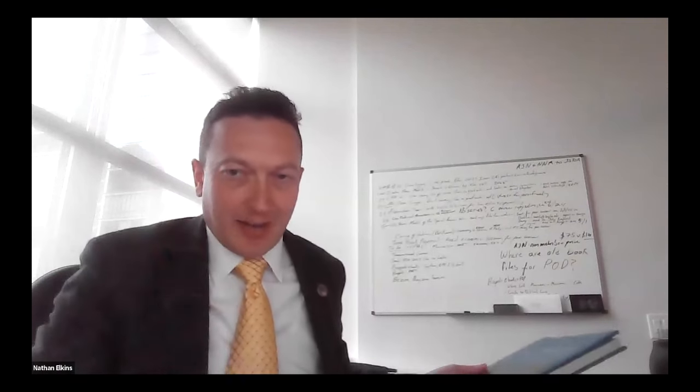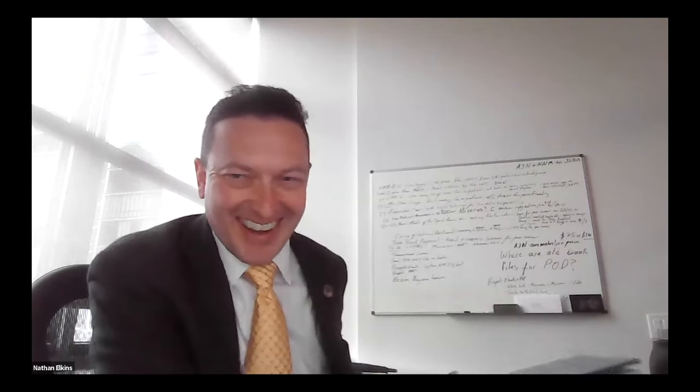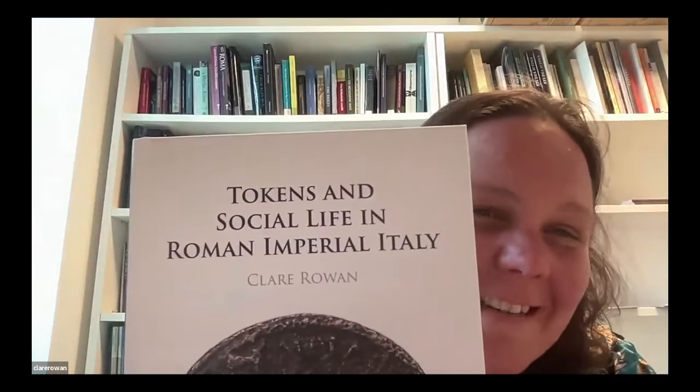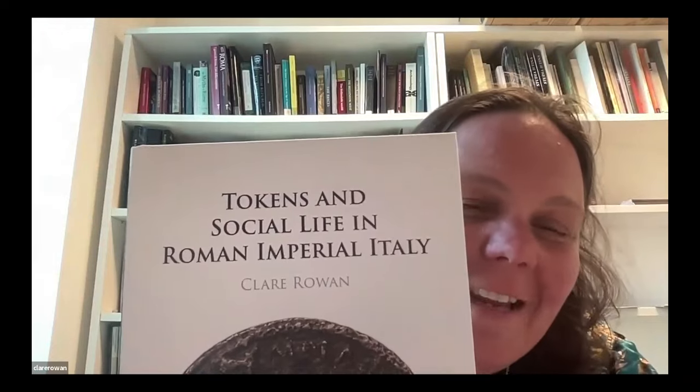Oh, yes, and that one I forgot. Sorry. That's all right. And the most recent one, which is the most relevant to today's talk, is Tokens and Social Life in Roman Imperial Italy, which is actually available for free online as a downloadable PDF. So you don't even need to pay. So yeah, I thought I'd plug that one as well, because it is free.